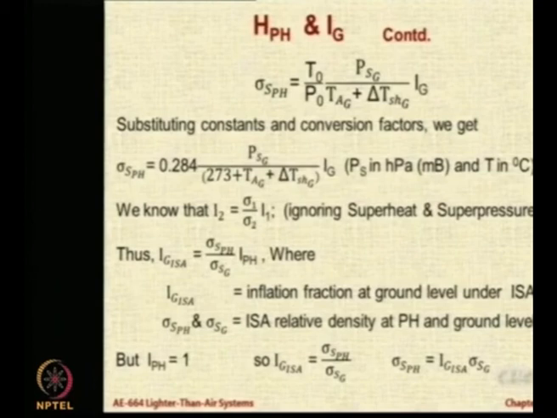So you can easily get the value of sigma SPH. The place where you are operating, you also know the density of the air at that particular condition, P by RT. So therefore, you know the density ratio, sigma. So this will easily tell you, if you fix the inflation fraction at sea level, at ground level, you will know how much high you can go by getting the sigma value. Please understand that sigma SPH is a number which from the atmospheric tables can give you the H. Or we can do the reverse. If I want to go to that height, I should have the inflation fraction up to a particular minimum value.